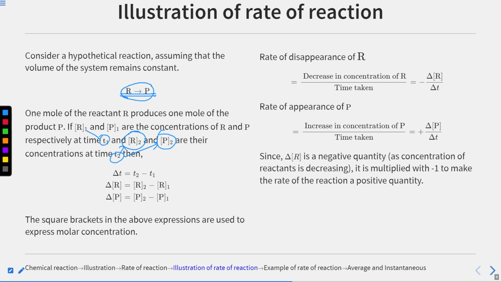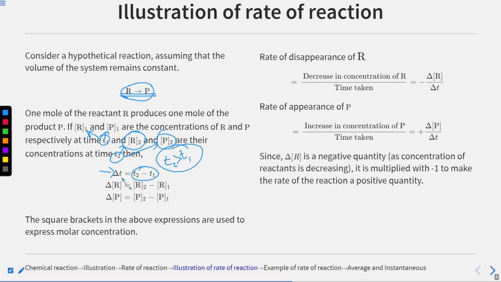So is this clear? What we are doing is taking a time T1 and seeing the concentrations of reactant and product, R1 and P1. Similarly, we are taking a time T2, so at this time the concentration of reactant is R2 and of product is P2. And we are reacting 1 mole of R to give 1 mole of P. With these things in mind, the change in time is T2 minus T1. Here we are assuming that T2 is greater than T1, so the change in time is final minus initial.